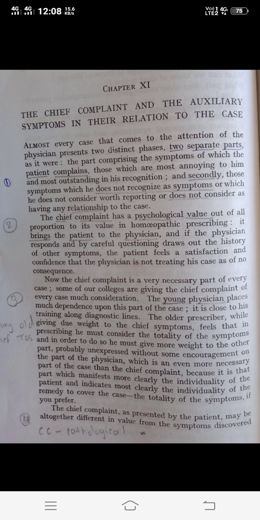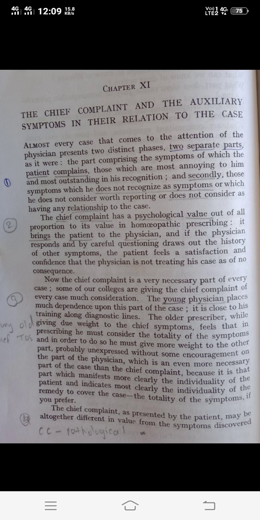So here they explain what is meant by chief complaint and what is meant by auxiliary symptoms. When the patient comes to us we have two distinct phases. One phase is that the patient comes to us for his present complaint. The second is that the patient is unaware of his symptoms, but we have more interest in those symptoms, as they are important for the individualization of the patient and for the selection of remedy. So these are the two different phases that seek the attention of the physician.